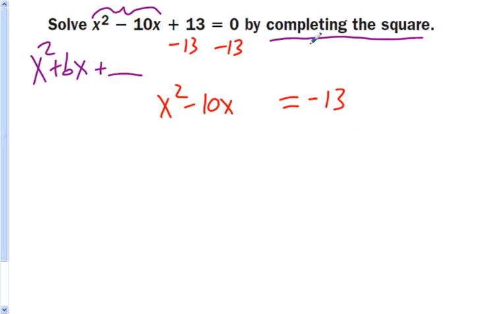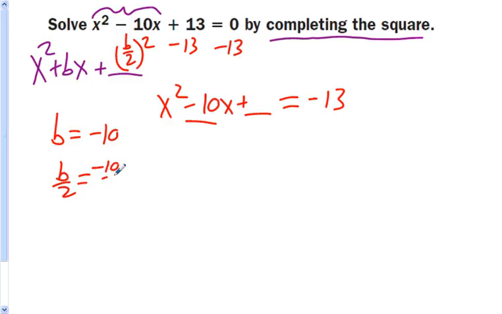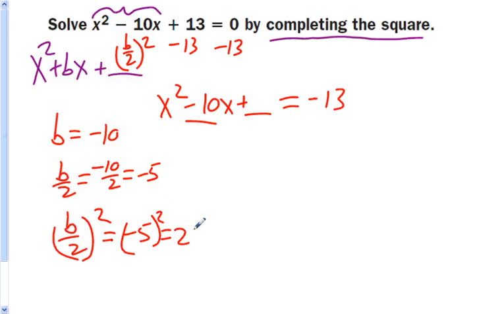So to complete the square, the formula says to add b divided by 2 squared onto the end to make it a perfect square trinomial. So in our situation, the b is equal to negative 10. I take that b and I divide it by 2. So I'm going to take negative 10, I divide it by 2, I get negative 5. And then I take the b over 2 and I'm going to square it. I take my negative 5, I square it, that gives me 25. And I add the 25 onto the left side.